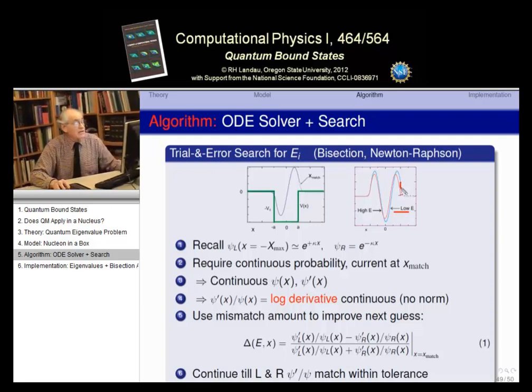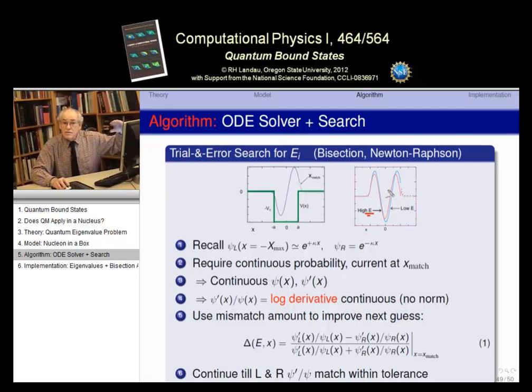Match up with the dying exponential here. So if we raise the energy, make it red here, we raised it a little too much, and we got too much curvature. It's turned over before it could match up well with the dying exponential. So something right in between will give you the right curvature, and then you'll have the solution. How many decimal places is up to you. That's the tolerance you specify.